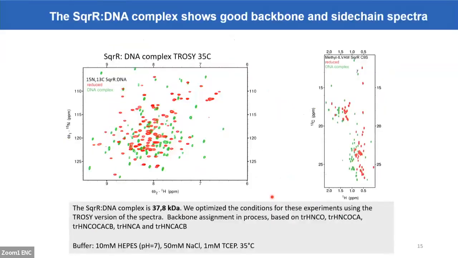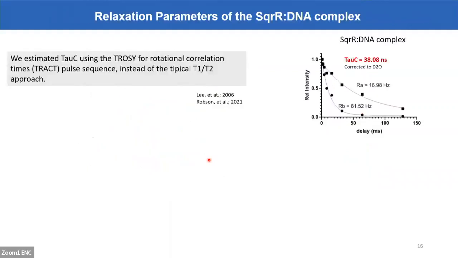And again, here I'm showing you in green the spectra for the DNA bound complex. We were able to obtain high quality spectra for both the side chains and the backbone. I do not have an assignment yet, I'm working on it, but nevertheless, I can extract the dynamical parameters needed to quantify the changing conformational entropy of the complex.